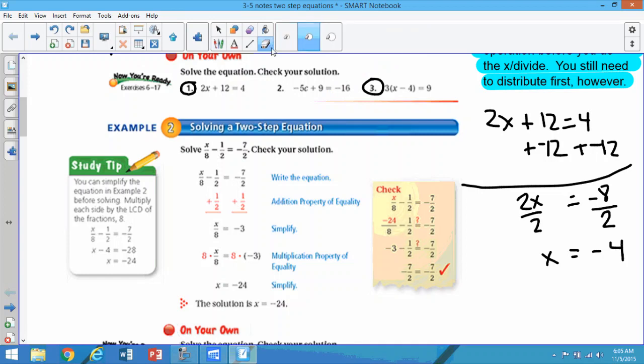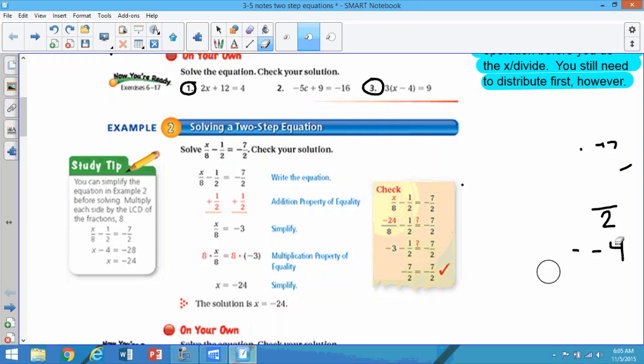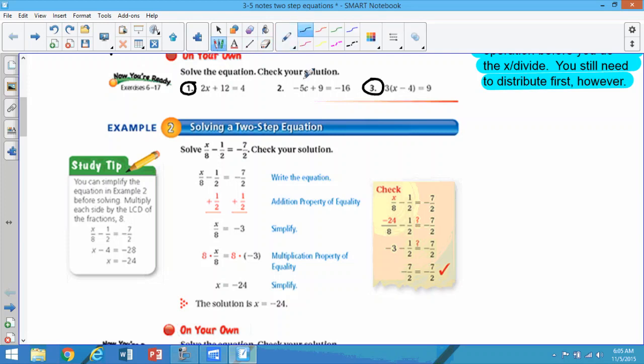The second one, I'm going to erase this now so I have room for my second one. The second problem is a little bit more difficult because you have that distributive step. So there really is an extra step in there, but it really isn't to solve for anything. It's to get rid of those parentheses, to undo the parentheses, because distributive property will undo your parentheses. So you have 3 times x minus 4 equaling 9. Now you can't do anything with the parentheses because you don't know what x is, but you can distribute it.